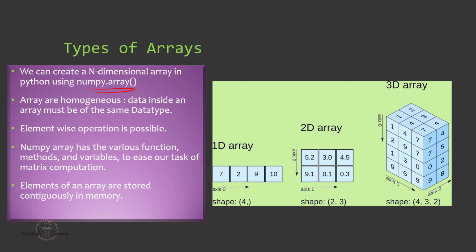In order to give you an intuition of how an array would look, see, this is the representation of a one-dimensional array. We've got the shape as (4,), and we've got the representation of a two-dimensional array.